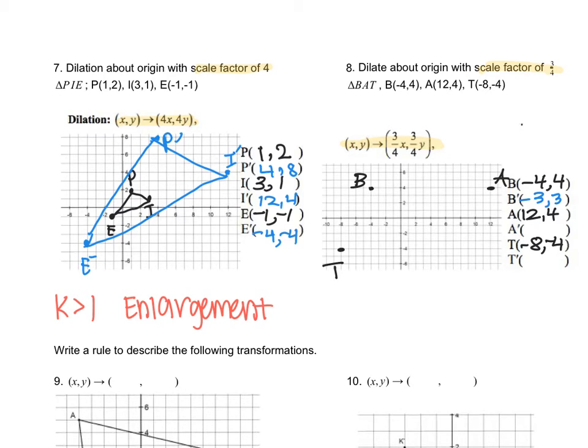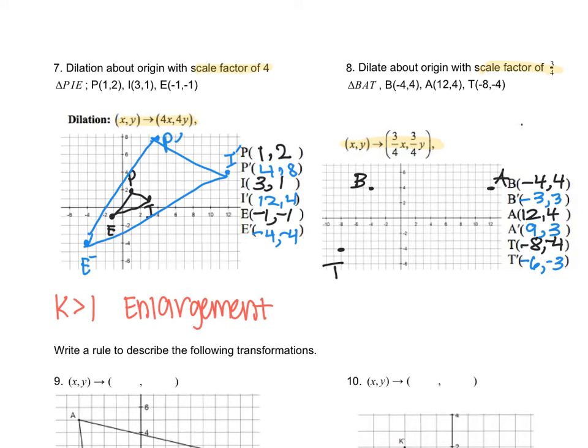12, 4. 12 divided by 4 is 3. 3 times 3 is 9. And then 4 times 3/4 is going to be 3. -8 divided by 4 is -2. And -2 times 3 is -6. And then -4 times 3/4, we already know, is -3.